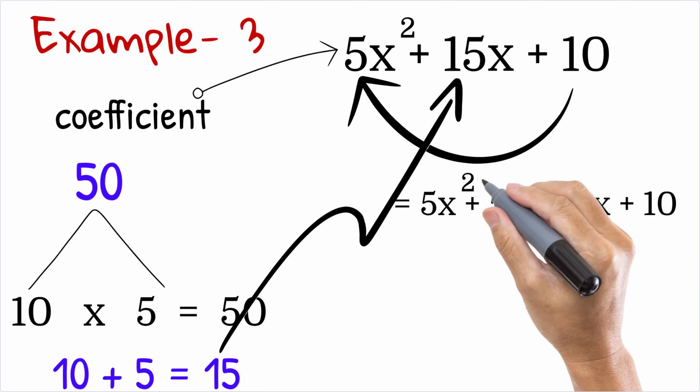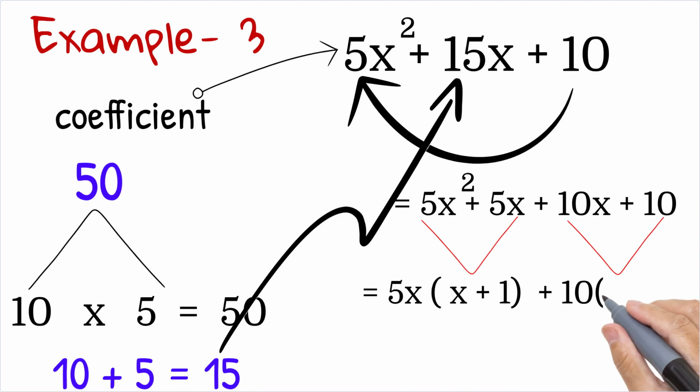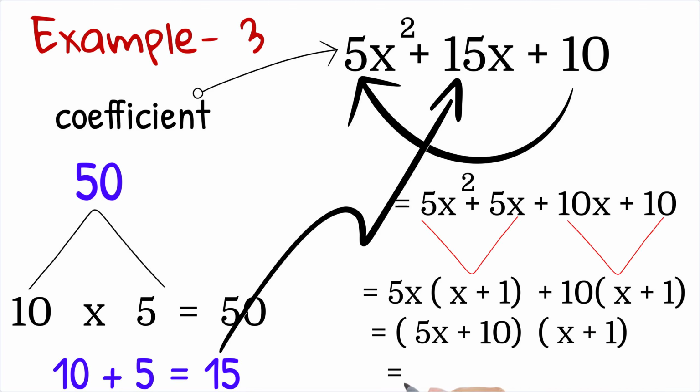Find the common factors 5x in the first two terms and 10 in the last two terms. Now x plus 1 and 5 are common factors. Simplify. And the factors are 5 times x plus 2 and x plus 1.